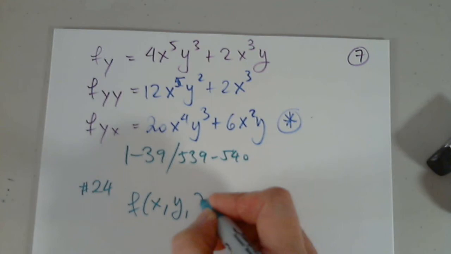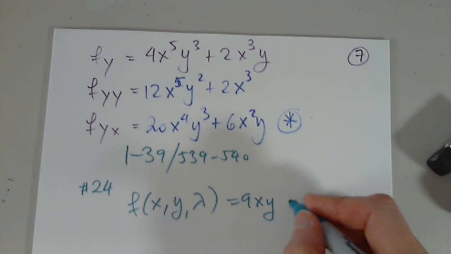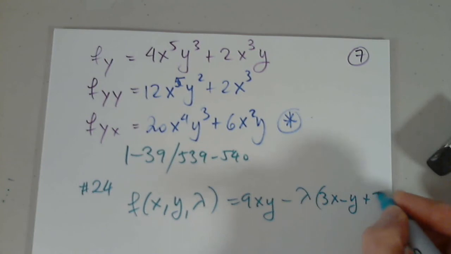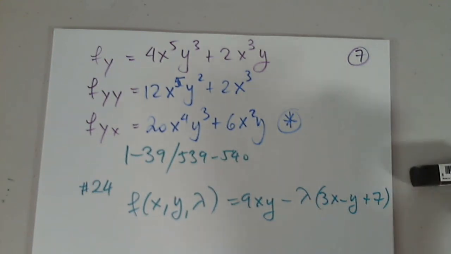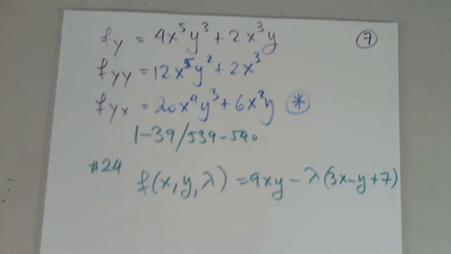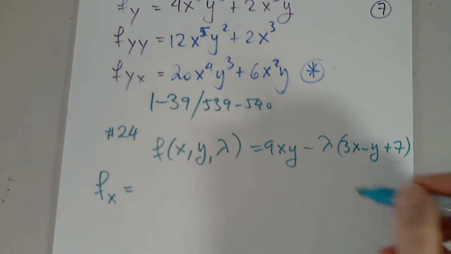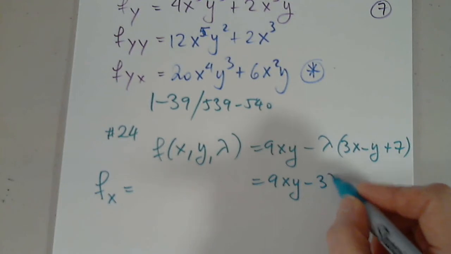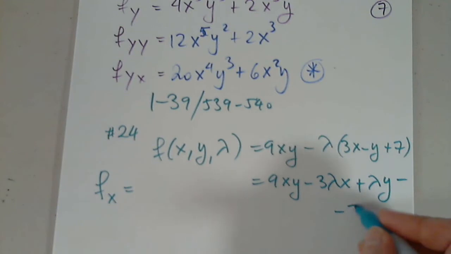X, y, lambda, and this is 9xy minus lambda times 3x minus y plus 7. Did I copy this correctly? I think I did. Good. So we want to find fx. Let me distribute here. It will be easier. 9xy minus 3 lambda x plus lambda y minus 7 lambda.